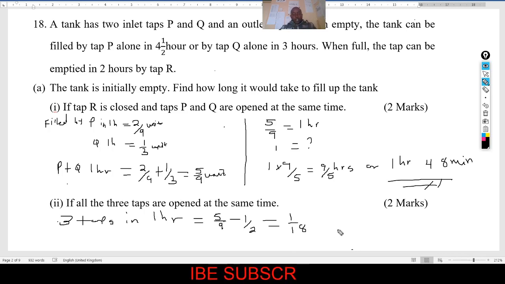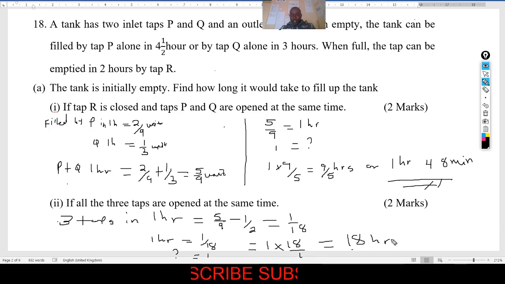So the longer it will take is that you argue that in 1 hour, the water in the tank will be 1/18. What about 1 full unit? How long? It will be equal to 1 divided by 1/18. So it is the same as 1 times 18 over 1. This gives you 18 hours. That is the time it will take when the 3 are opened at the same time.